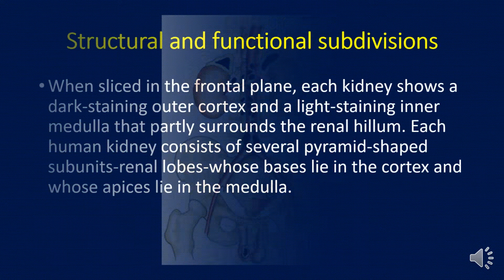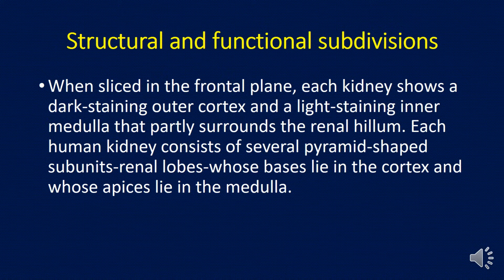In general, the kidney shows a dark staining outer cortex and a light staining inner medulla, and that partly surrounds the renal hilum. Each human kidney consists of several pyramid-shaped subunits, renal lobes, whose base lies in the cortex and whose apical part lies in the medulla.